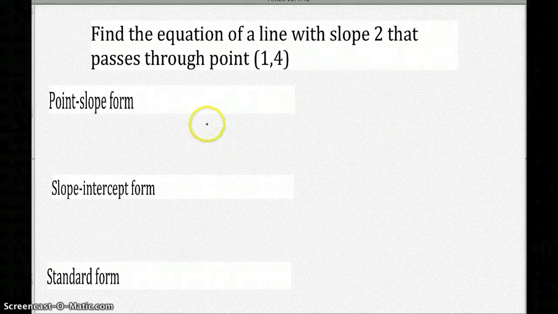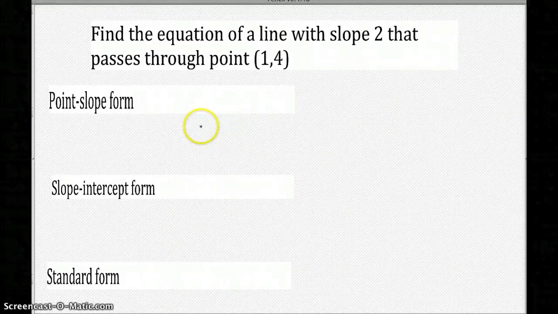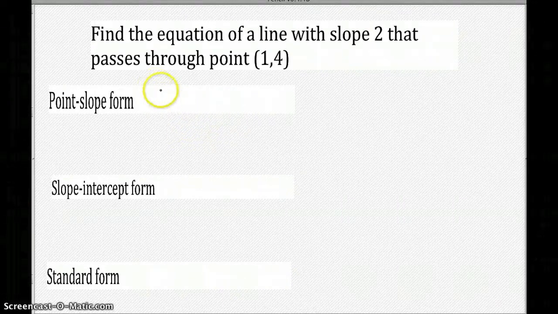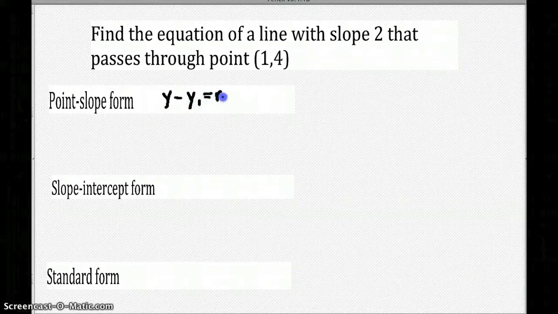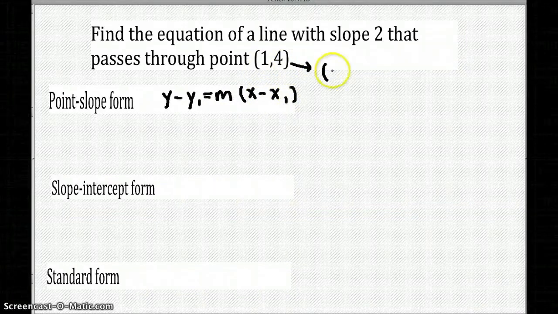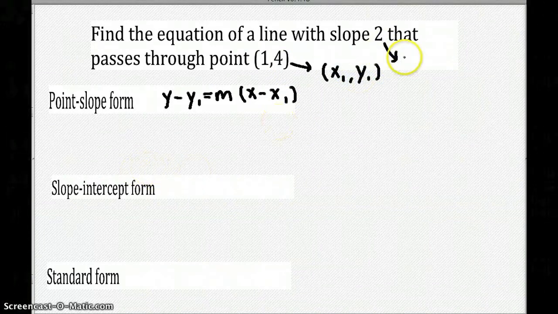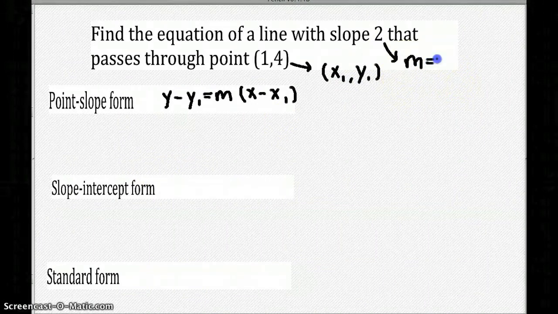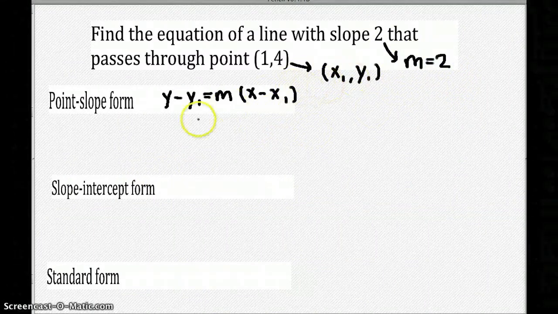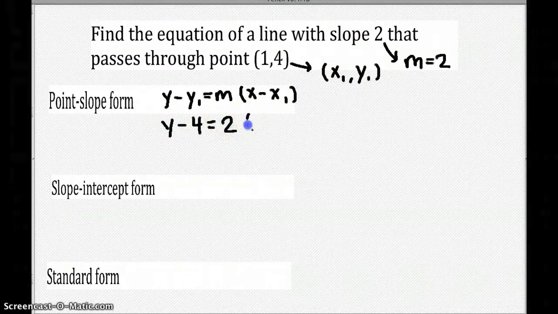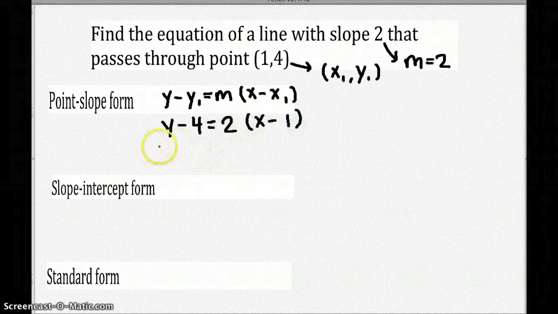First one says, find the equation of a line with slope 2 that passes through point (1, 4). In point-slope form, it was y minus y sub 1 equals m, in parentheses x minus x sub 1. In this case, (1, 4) is x sub 1, y sub 1, and the slope is 2, so m equals 2. Then we're just going to plug these numbers into the equation. So y minus 4 equals 2 times x minus 1. So this would be the point-slope form.